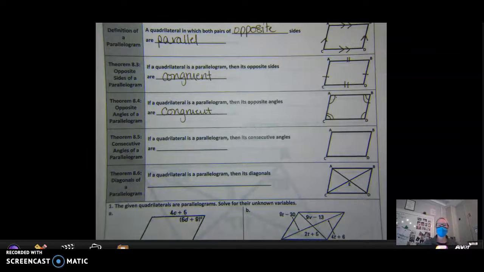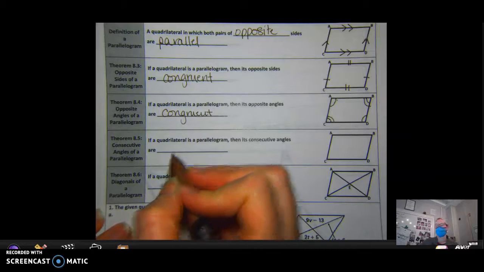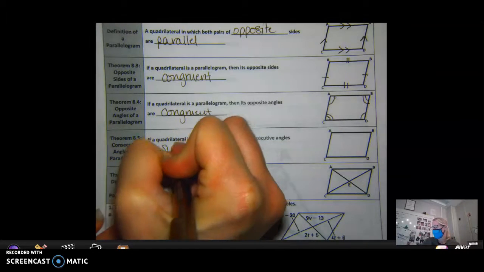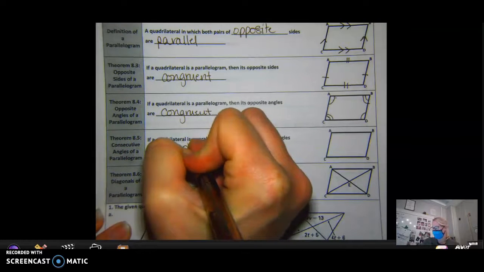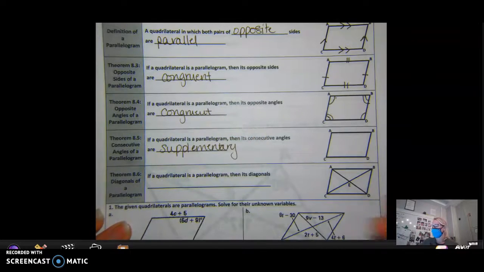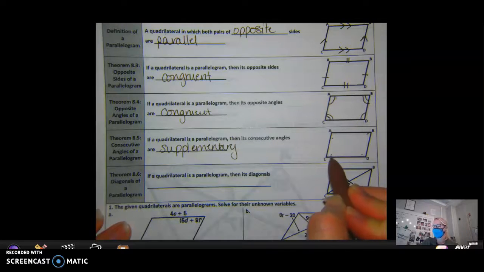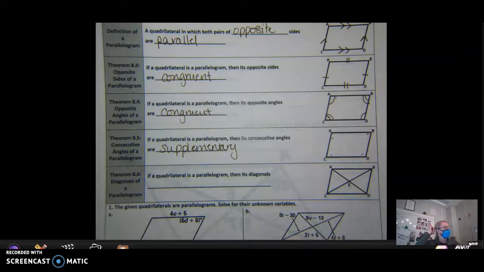Theorem 8.5, if a quadrilateral is a parallelogram, then its consecutive angles, this is what we just said. What's that math term that we learned this year, though? They are supplementary, meaning that they add up to 180, right? So consecutive. So like A and B are consecutive, B and D are consecutive, D and C are consecutive, and C and A are consecutive. So each one of those pairs adds up to 180.